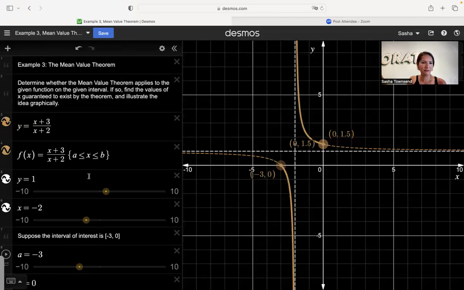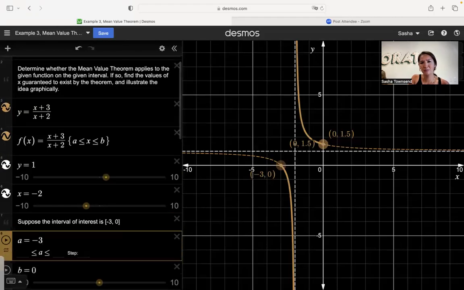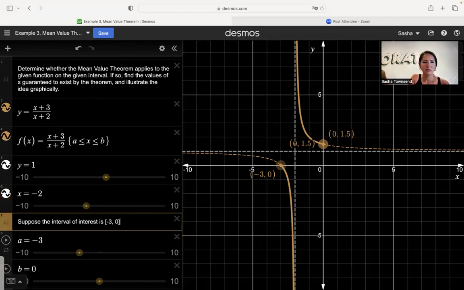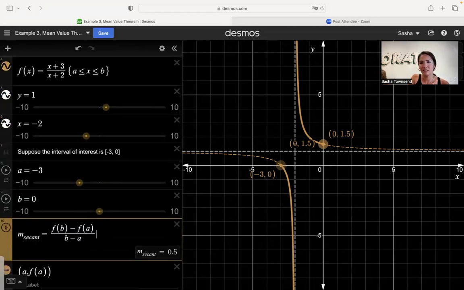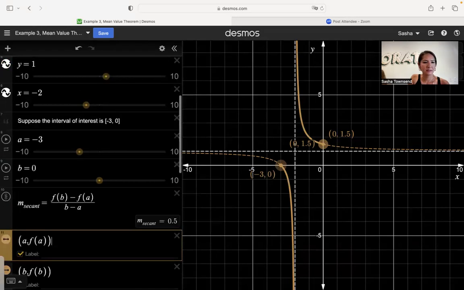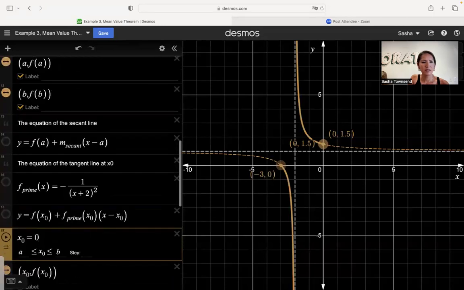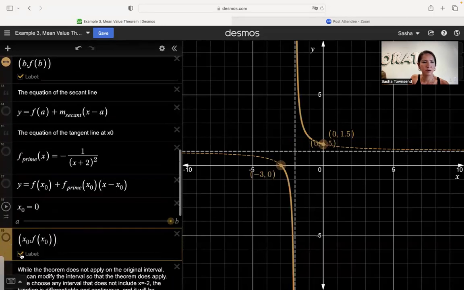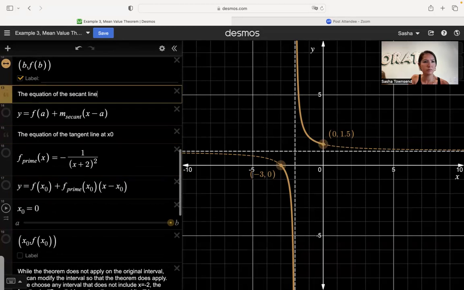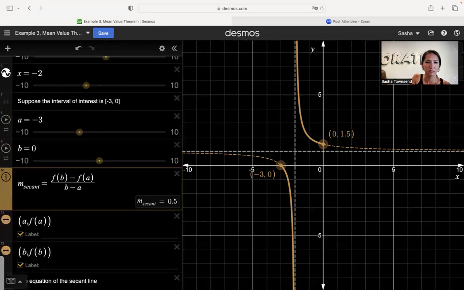So when we look at the graph now, we can see that it has 2 branches. It has 2 parts. We've got one part between -3 and -2, and then another part between -2 and 0. So the mean value theorem doesn't apply, as we discussed. Now, if I were to sketch the secant line at those points, sorry about that. The slope of the secant through these 2 points is 0.5.